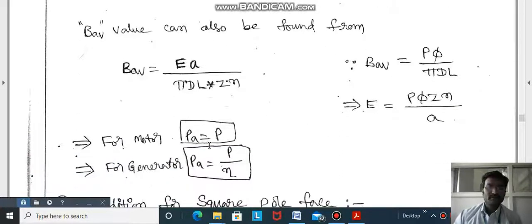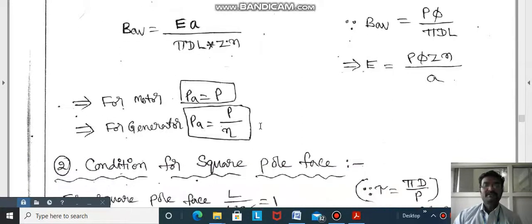For a motor, PA is equal to P. PA is the armature power, and that is equal to P. In the case of a motor, the input power goes entirely to the armature, so there we should consider PA equal to P. In the case of a generator, PA is equal to P by efficiency. If the efficiency is given as 0.8 or 0.9, from that we can find the value of PA for the generator.